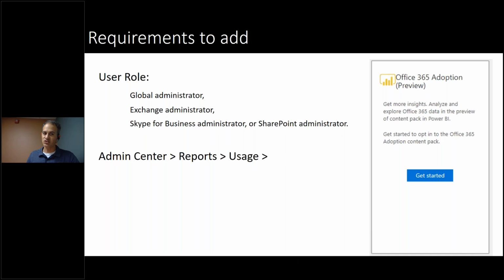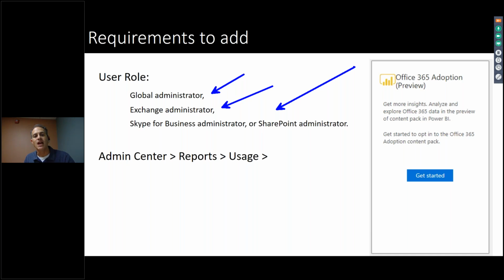Okay, so it's super easy. In order to turn it on, you have to have one of these three major roles. You have to either be a global admin, an exchange admin, or a Skype admin. So you can see these 1, 2, or 3. Okay, and then in the admin center, you can go right to the reports and users. You'll see a little panel that looks like this. You can click on Get Started.